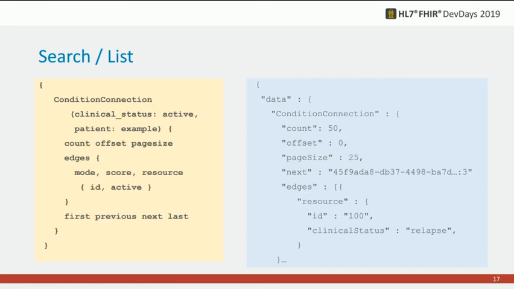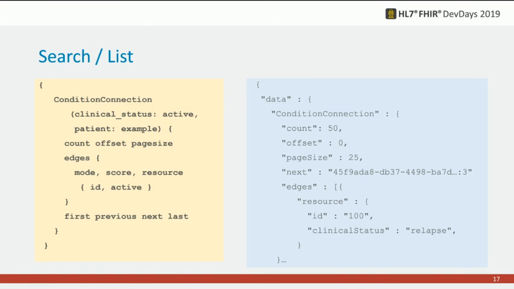And here's the connection. This is the sophisticated query part. So I say I want a connection to a list of conditions which have a clinical status of active for this particular patient. I want you to return the count and the offset and the page size. And then for each of the edges, I want you to give me the search mode and the search score, and then the resource. And so now finally we hit the resource.